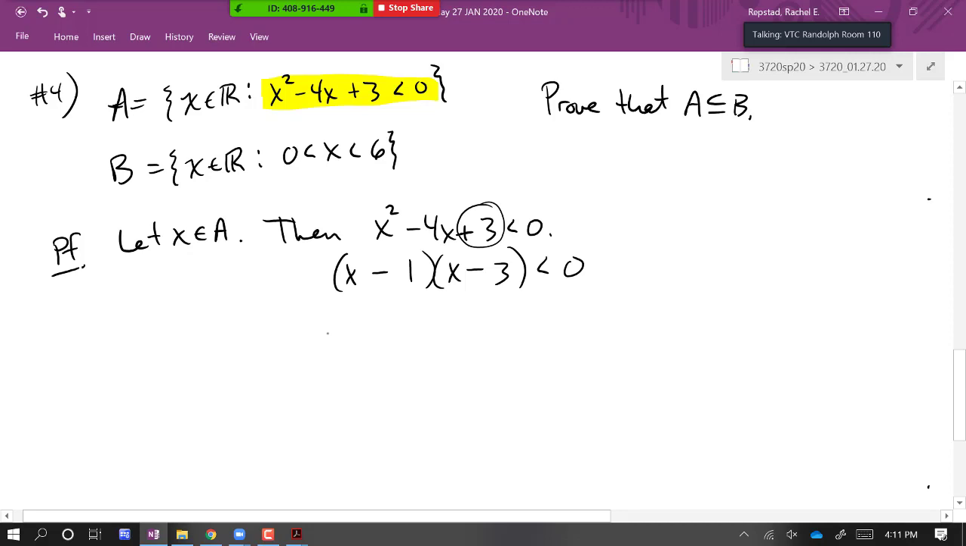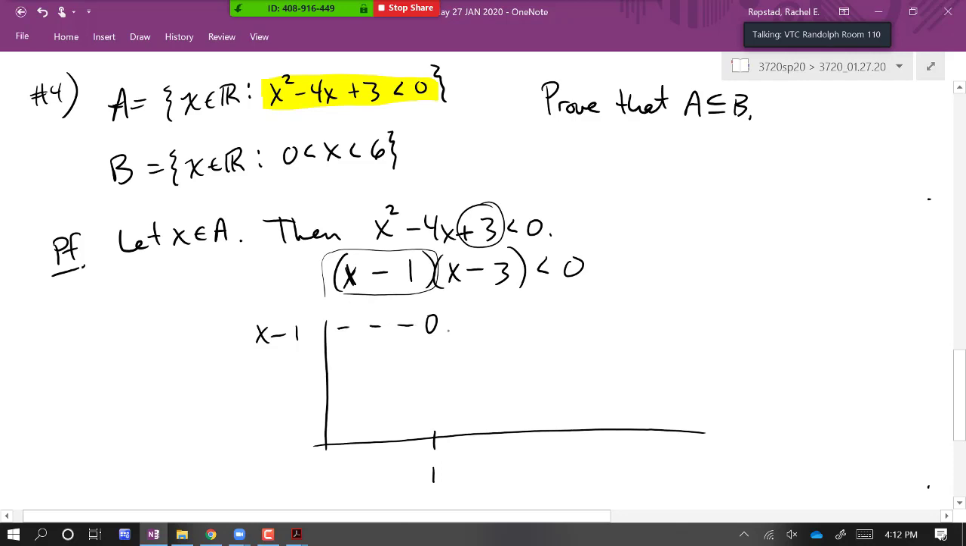So here's a nice way to arrange this. You might choose a different way, and that's fine. I'm not saying this is better, it's just the way I gravitate to. It's easy for me to tell where x minus 1 is positive or negative. I know it's 0 at 1, and if x is less than 1, that'll be negative, and if it's greater than 1, it will be positive. Then I can do the same thing for x minus 3. I know that it's 0 at 3.